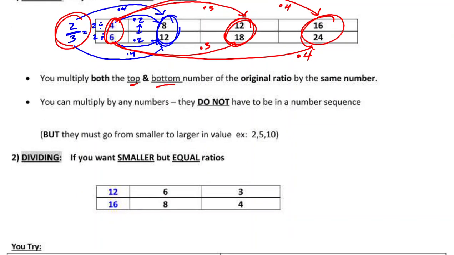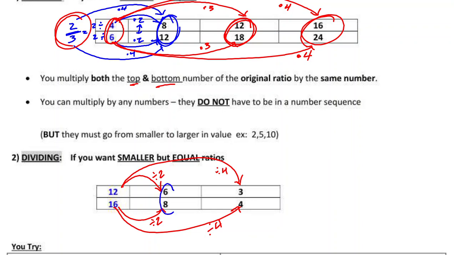So, dividing: if you want smaller but equal ratios, you're going to divide because you want to make smaller numbers. So I'm going to take 12, and I can divide it by 2 to get to 6, and the same thing for 16. I can divide 16 by 2 and get 8. Going back to that original, 12 divided by 4 would give me 3, and the same thing, 16 divided by 4 would give me 4. Now this is a special case where that middle fraction will also get me this 6/8.